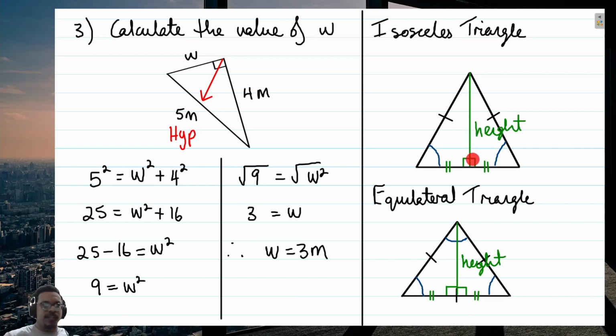Now this drawing of the height, splitting the triangle into two equal right angle triangles, would only occur when we have an isosceles triangle or an equilateral triangle. The other type of triangle is a scalene triangle, meaning all three sides are of different lengths. And drawing the height on a scalene triangle, you would not get two equal right angle triangles.